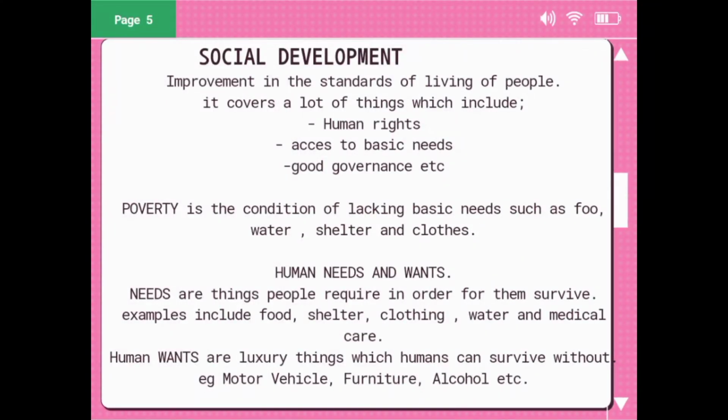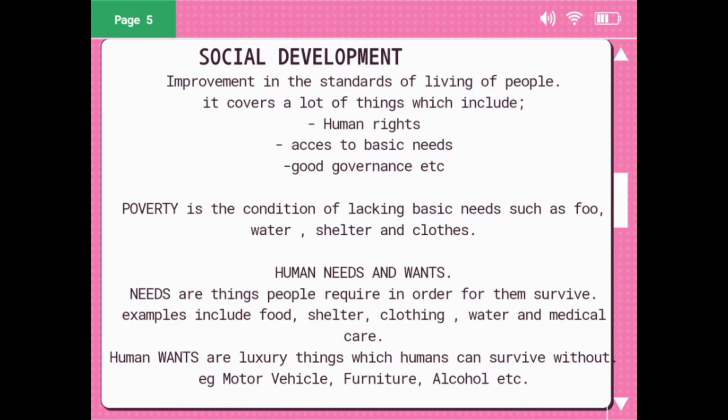We have talked about economic development, but our topic is saying economic and social development. Hence, we are still remaining with one thing here: social development. What is social development? This is simply the improvement in the standards of living of people. For economic development, we are dealing with provision of goods and services. Make sure you differentiate the two. For this one, we are talking about improving the standards of living of people.